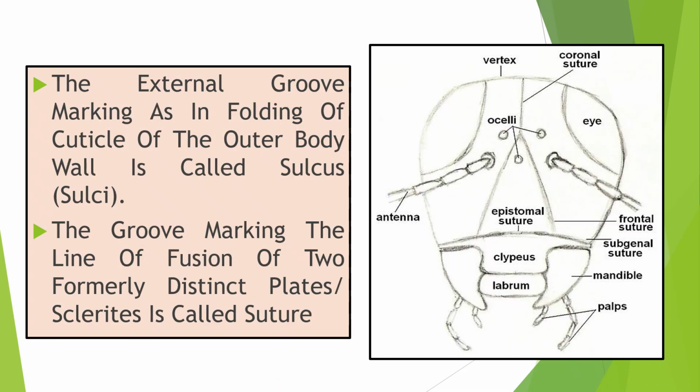The external groove, which mainly acts as an infolding of the cuticle of the outer body wall, is called a sulcus. But the groove marking the line of fusion of two distinct plates or sclerites is called a suture. For example, the clypeus and the labrum are joined by a suture called the clypeolabral suture.